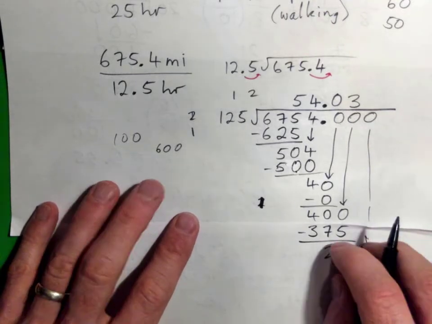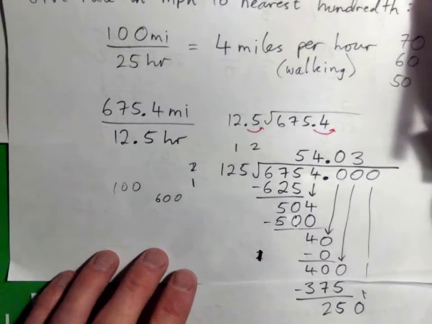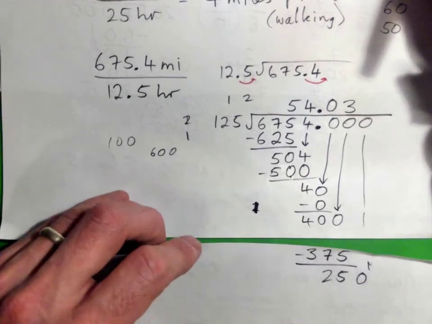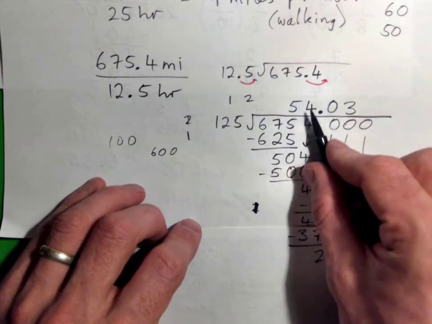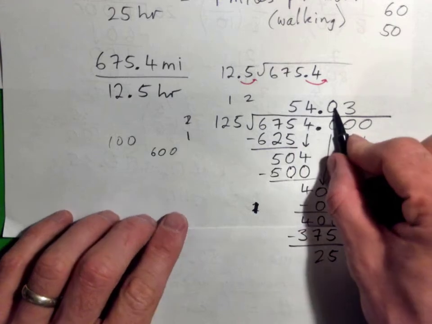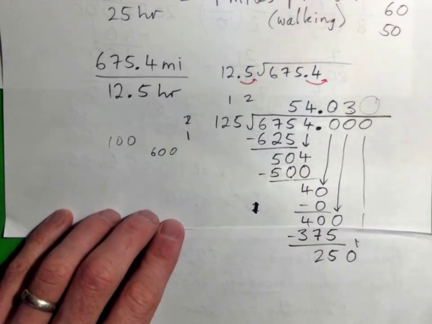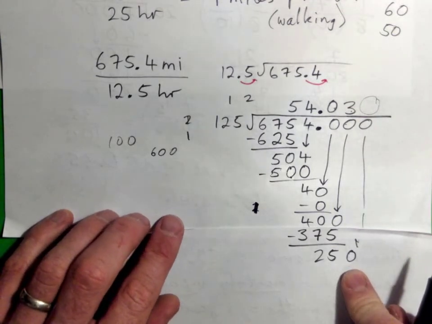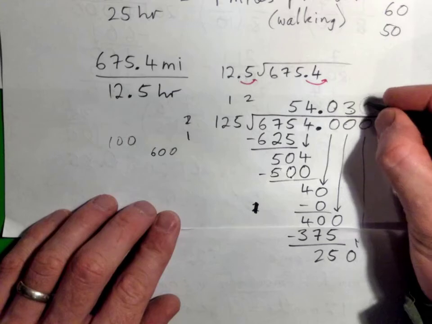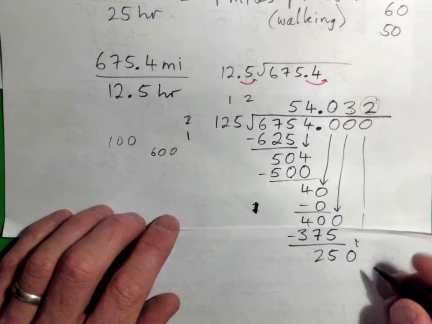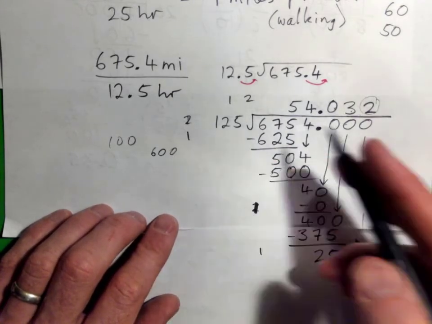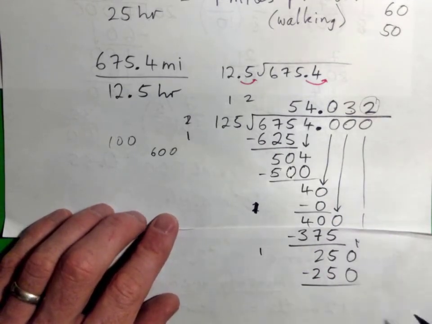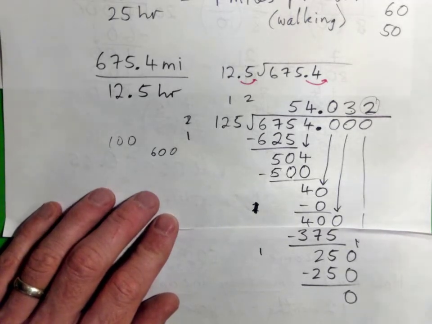And we have to round to the nearest hundredth. Remember that? And so we have to actually get to the nearest thousandth. We've got units, tens, units, tenths, hundredths. We need one more slot, and then we can round. But in any case, 125 into 250. 2 times. 2 times 5 is 10, carry 1. 2 times 2 is 4 and 1 is 5, and 2 times 1 is 2. 250 exactly. Subtract, and we get 0.